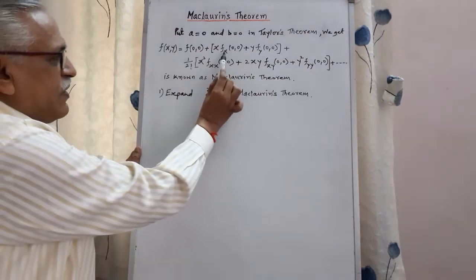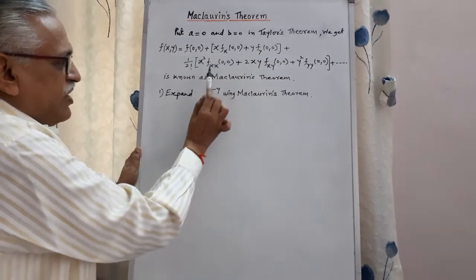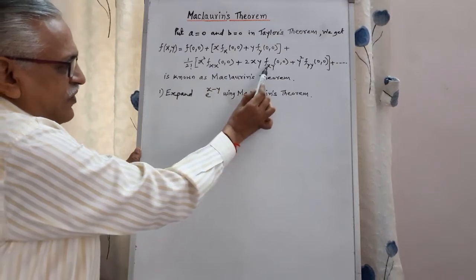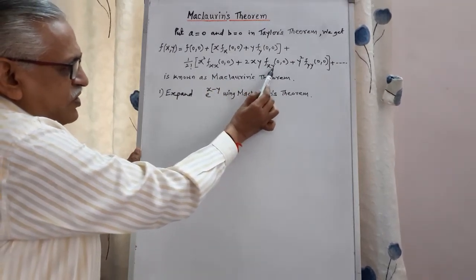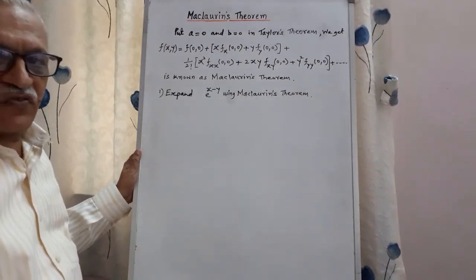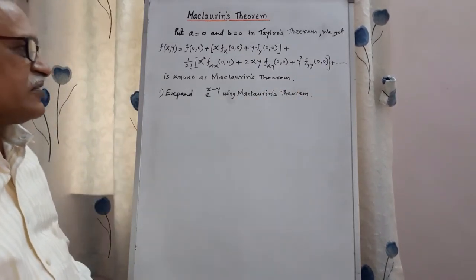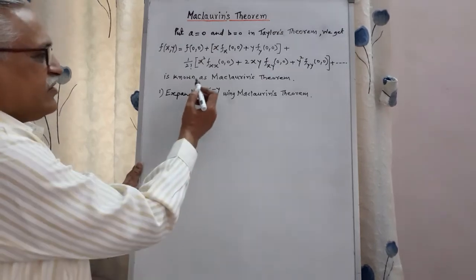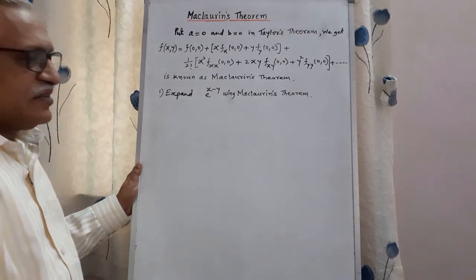f_x means dou f by dou x, f_y means dou f by dou y, f_xx means dou 2 f by dou x square, f_xy means dou 2 f by dou x dou y, and f_yy means dou 2 f by dou y square, which I already explained in the previous video also. This is known as Maclaurin's theorem.